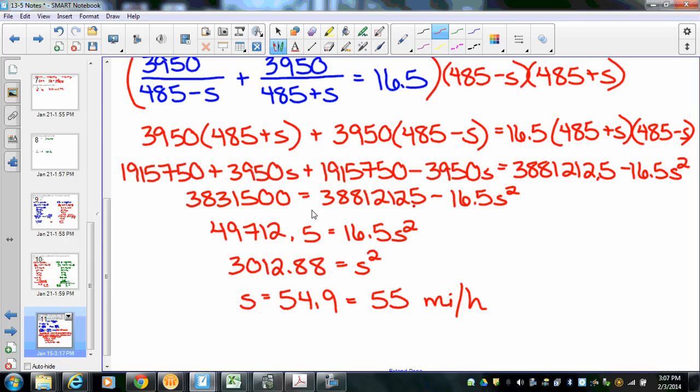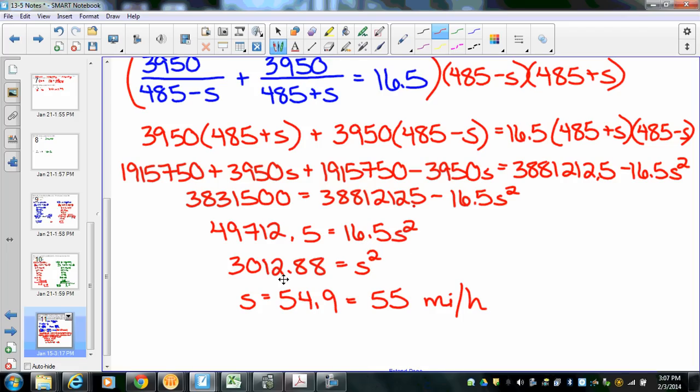3,831,500 equals 3,881,212.5 minus 16.5 s squared. Then we would subtract the 3,881,212.5 to get 49,712.5 equals 16.5 s squared.